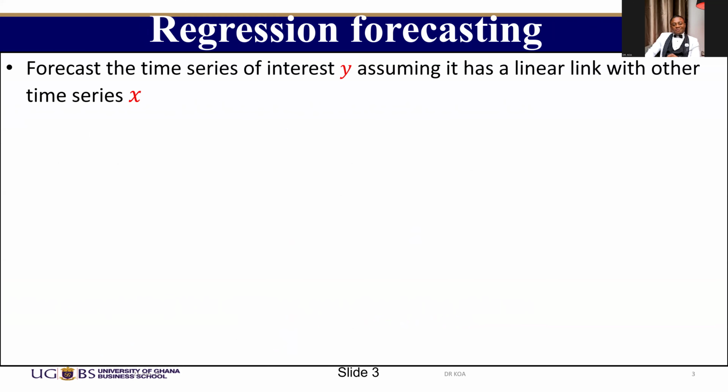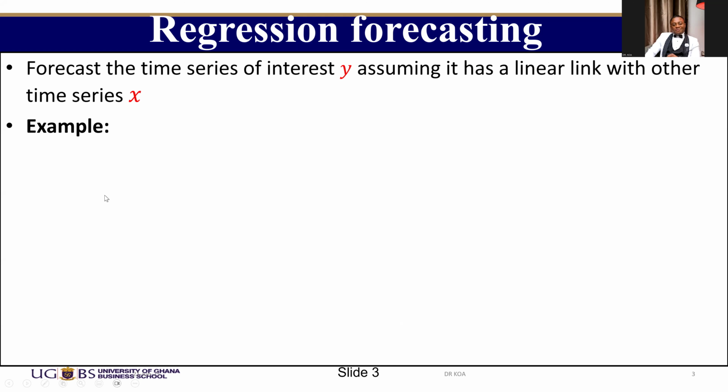You can take something like GDP, interest rate, or exchange rate. You can take any time series of interest called Y, assuming that Y is linearly related with another time series, say X. So Y here can be sales, and X here can be time. In other words, sales depend on time.